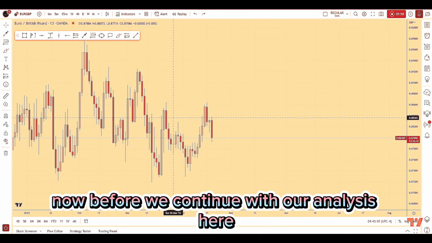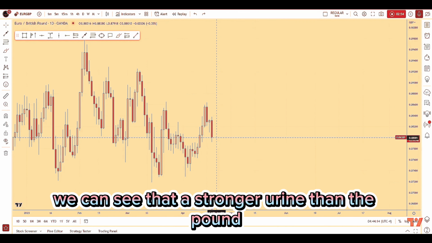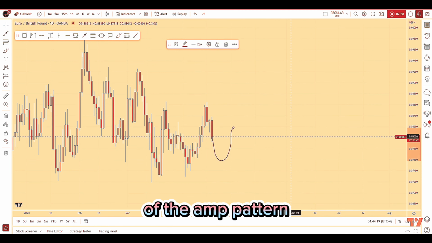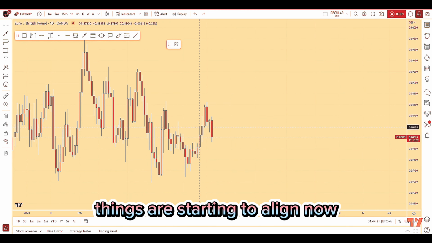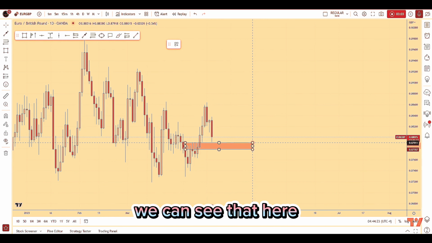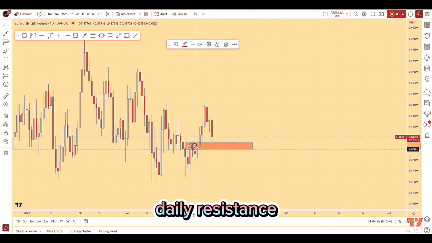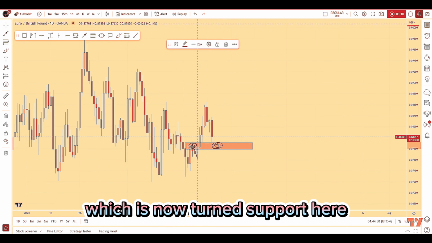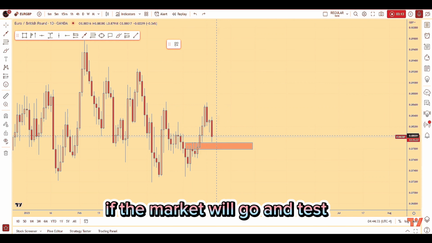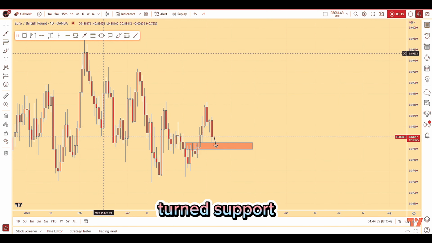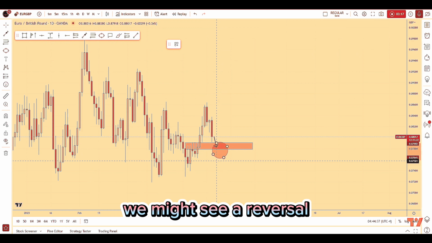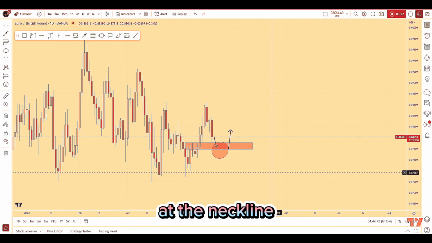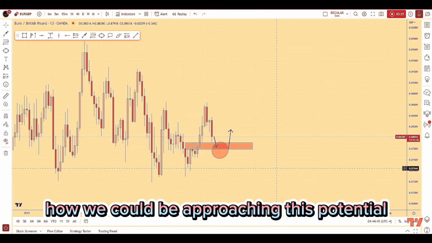Now, before we continue with our analysis on the daily time frame, we can see that a stronger euro than the pound is exactly what we need for a potential completion of the M pattern, so things are starting to align. Now, if we look at the structure, we can see that here is where we have previous daily resistance from which the market created these red candles, which is now turned support. So if the market will go and test this previous resistance turned support, there's a good probability that from here we might see a reversal to the upside for the completion of this daily M pattern at the neckline. So that is how we could be approaching this potential move to the upside.